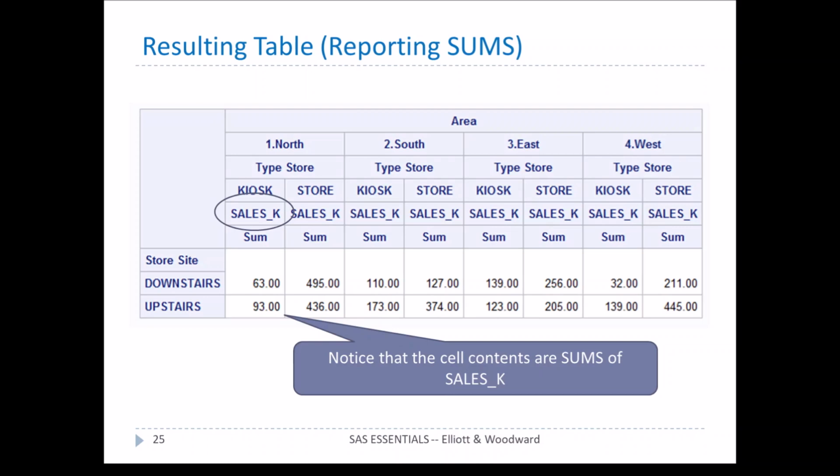So if we had left that off, then instead of the word sum there, we would have had n, and we would have gotten numbers that were counts rather than these mean numbers here. So the mean downstairs north kiosk had an average of 63,000 sales.